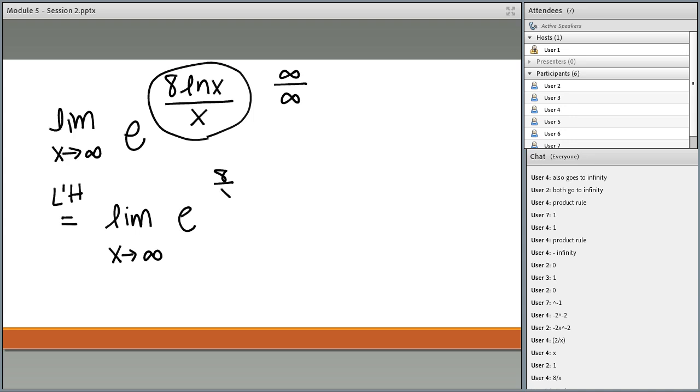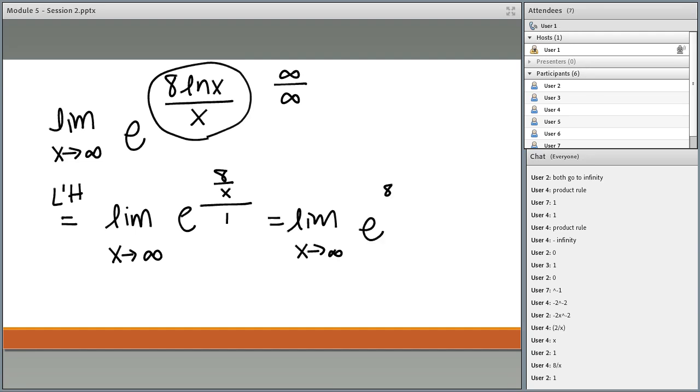Great. So I have 8 over x. And what about the denominator? Very good. I get 1. So 8 over x over 1 is really just 8 over x. So I have the limit as x approaches infinity of e to the 8 over x.